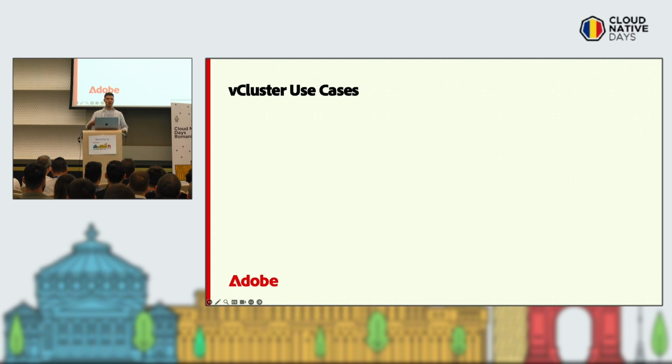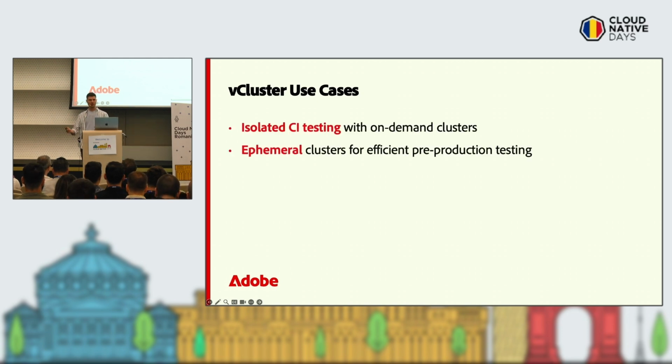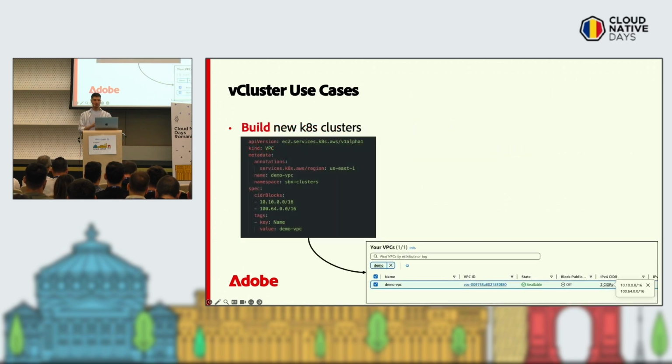When coming to use cases, I think that things are pretty straightforward. vClusters are really suited for creating isolated environments, taking advantage of fast spin-up time, which places them in the ephemeral clusters category. Another use case which is closer to real life is the following. For example, to build new Kubernetes clusters, we use some Kubernetes native controllers that will create cloud resources for spinning up new clusters.